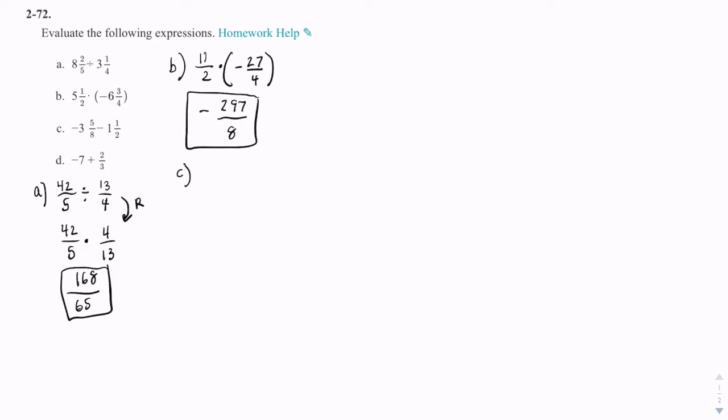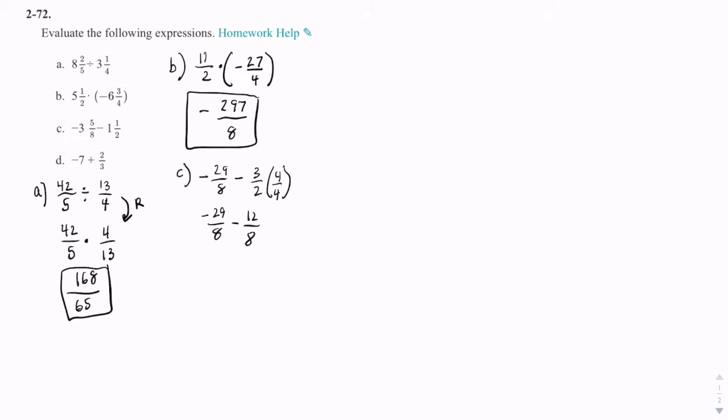So I have negative 24/29 minus 2 3/2. And I need a common denominator. So I'm going to multiply the second one by 4/4, so I can get eighths. So I have negative 29/8 minus 12/8.